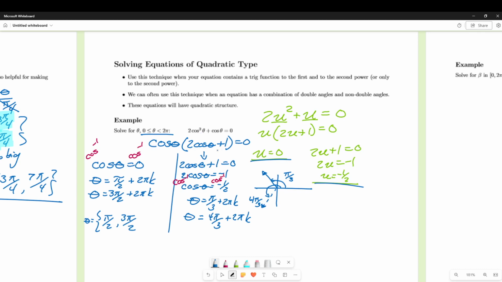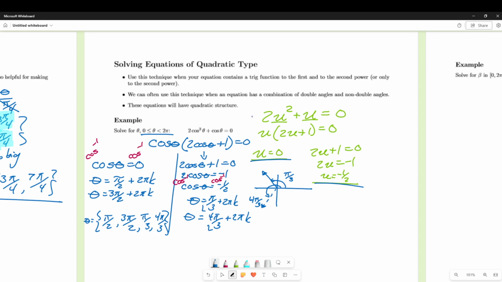But again, with no compression factors and no phase shifts, the only answers within our first rotation are going to be those two. Because if we add 2 pi, we're going to be too big. If we subtract 2 pi, we're going to be too small. So our other solutions are happening at pi over 3 and 4 pi over 3. You can check that for yourself by putting in different values for k if you'd like.